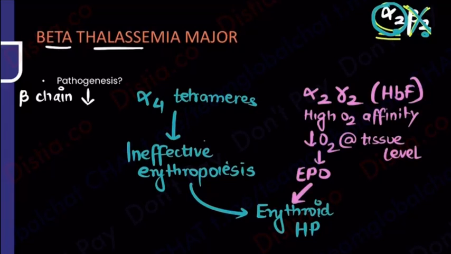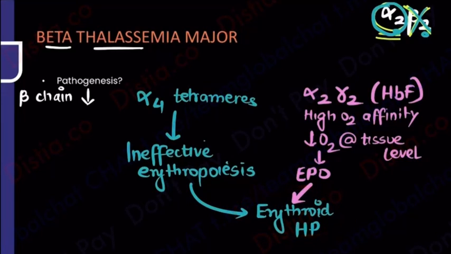So repeating once again, one option was staying with its own self, alpha 4 tetramers, which is a waste, and the bone marrow had to do more work. Second option was combining with fetal hemoglobin. That also is kind of problematic because oxygen will be taken away from the tissue, because fetal hemoglobin loves oxygen. It will take away all the oxygen and keep it to itself. Again, hypoxia, so erythropoietin, erythroid hyperplasia.